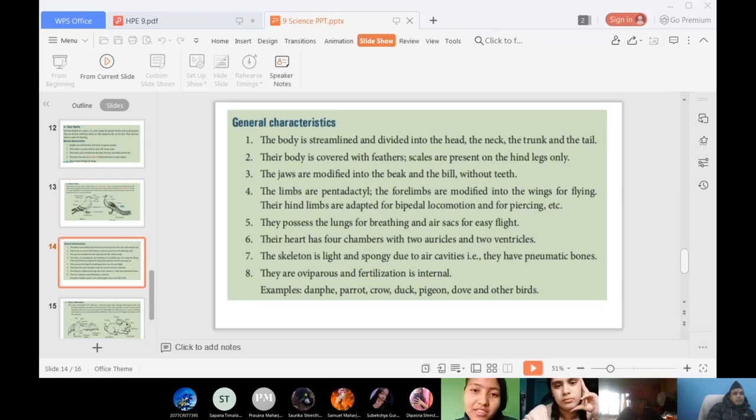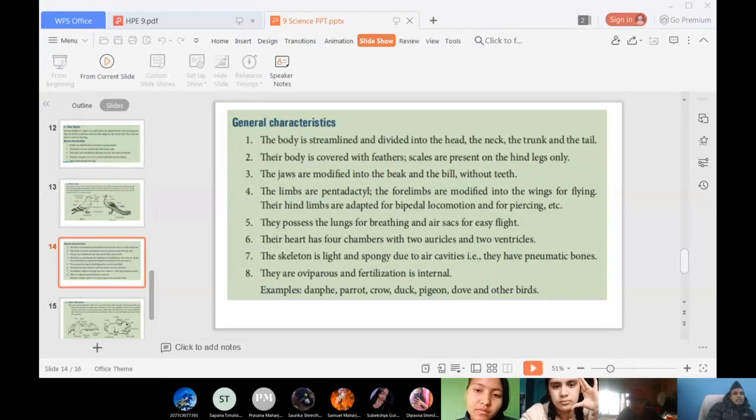Can you see the one drawing? I have written there right auricle, left auricle, then right ventricle and left ventricle. No, sir, we are not seeing it.